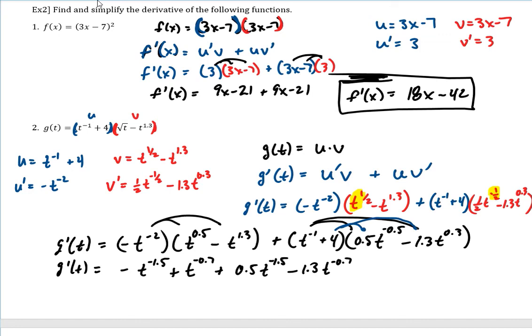And then still continuing to FOIL, this positive 4 would multiply each of those as well. Positive 4 times 0.5 would be positive 2. And then t to the negative 0.5. Positive 4 times negative 1.3 would be negative. And then this would become 5.2. So 4 times 1.3 is 5.2. And then the t to the 0.3 is still attached. Okay, so if the powers are nastier, then we got a nastier expression. But I think we're almost there.